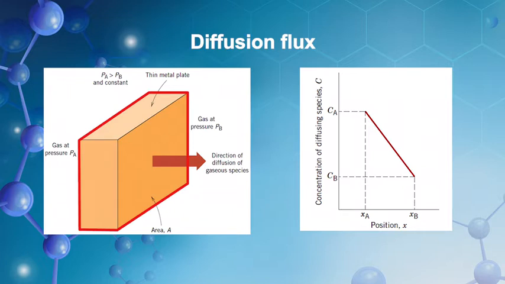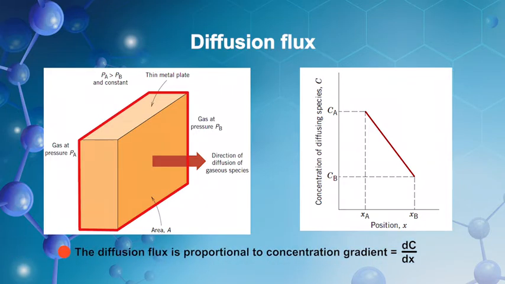Now let's see the net flux diffusing under steady state condition. This happens after some time when the diffusion takes place at a constant rate, which means the number of atoms entering is the same as the number of atoms leaving the membrane. Under this situation, the rate of diffusion is independent of time, and the diffusion flux is proportional to the concentration gradient, which is dC over dx.